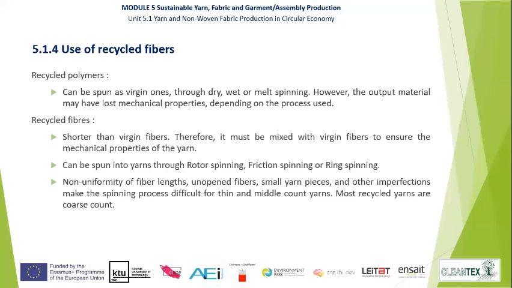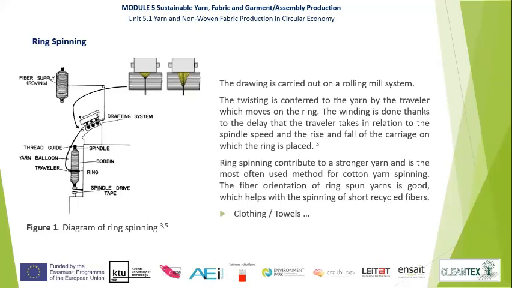We will go through now the rotor spinning, the friction spinning, and the ring spinning processes to see how to use recycled fibers. So first, the conventional method is the ring spinning. In this process, the drawing is carried out on the rolling mill system, and the twisting is conferred to the yarn by a traveler, which moves on the ring. The winding on the bobbin is done thanks to the delay that the traveler takes in relation to the spindle speed and the rise and fall of the carriage on which the ring is placed.